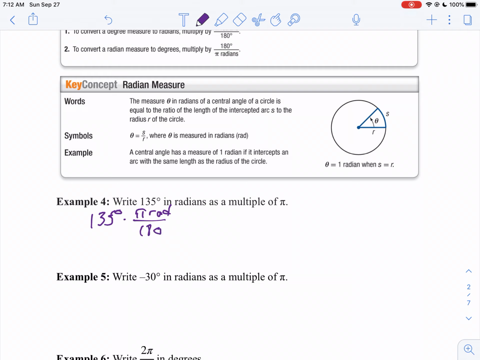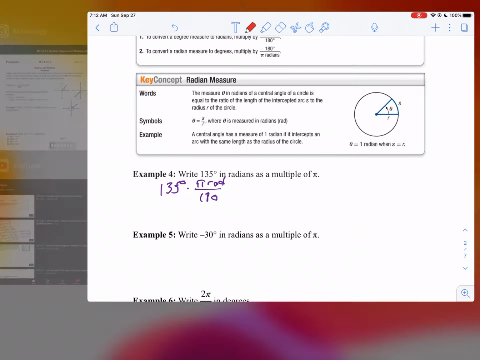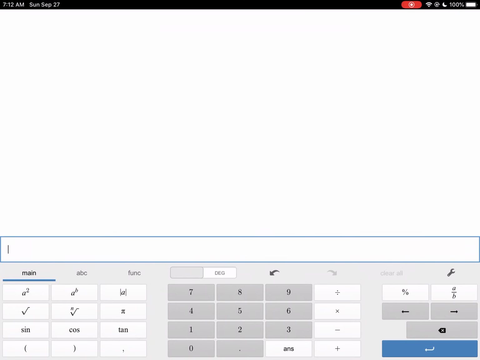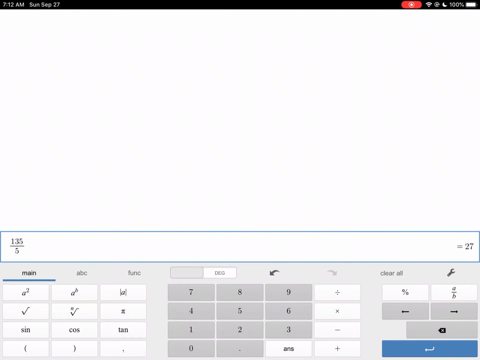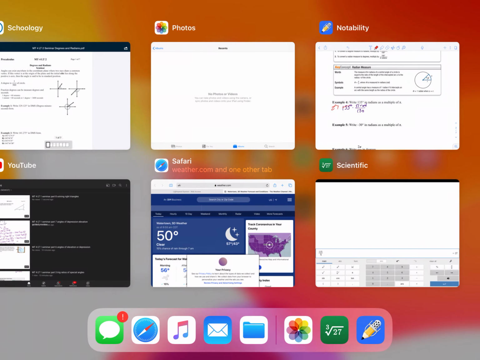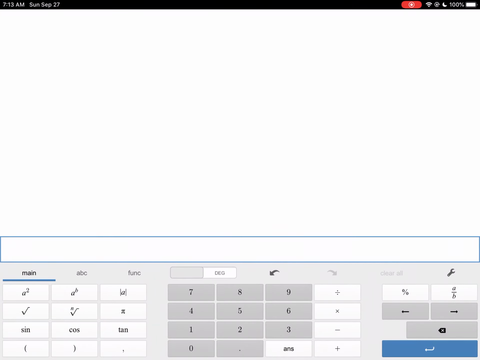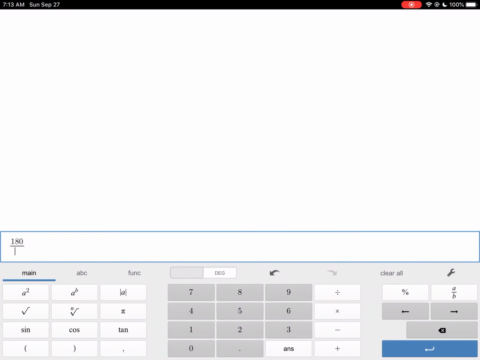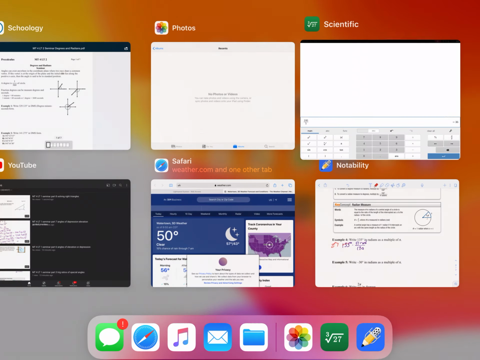Now I want to write this as a fraction. I'm not going to use my calculator per se, but I'm going to divide. I'm going to divide both 135 and 180 by 5. For sure, I can see 5 goes into both of them. Might be bigger, but we'll start with that. So 135 divided by 5 is 27. 180 divided by 5, I should know that. Kind of embarrassed I'm using the calculator. Well, that's 36.